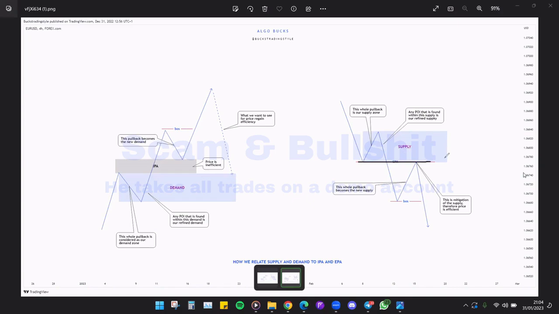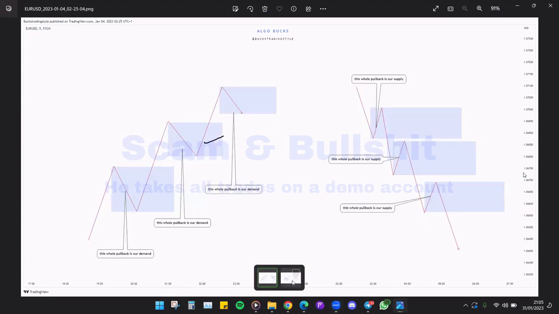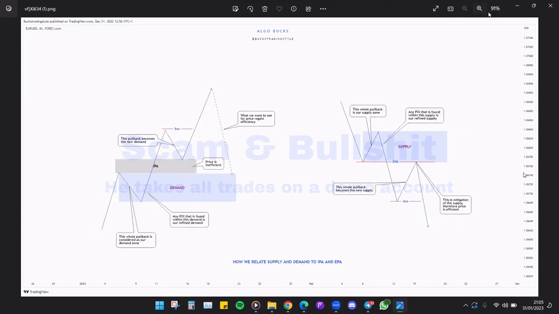Same thing for this supply zone. This is EPA, right? This is our whole supply zone. When price comes back, the mitigation of the supply zone right here shows that price is efficient. Okay. So this is just like two scenarios of how we relate supply to demand zone. Do you understand that? Yes. That's it. Good, good.